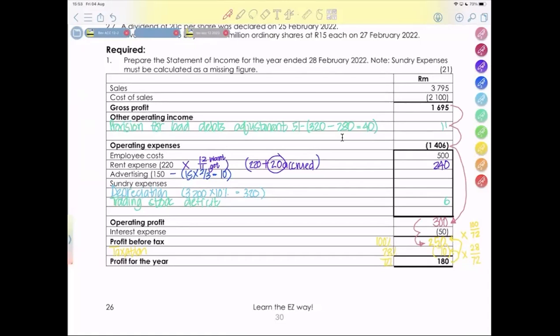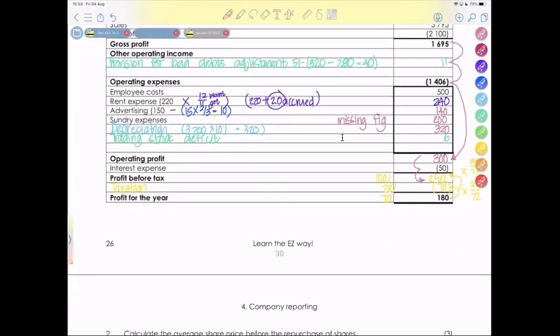In all of the expenses, we just need to make sure that there is a total for each one. Obviously, advertising will come out at 140. Sundry expenses is a missing figure that we don't know, and so we can work that out just now. The depreciation we know is 320. If you then look at all of those numbers, knowing that all the expenses add up to the 1,406, we can then work out 200 as the missing figure over here. That 180 profit for the year must then be taken down to retained earnings.